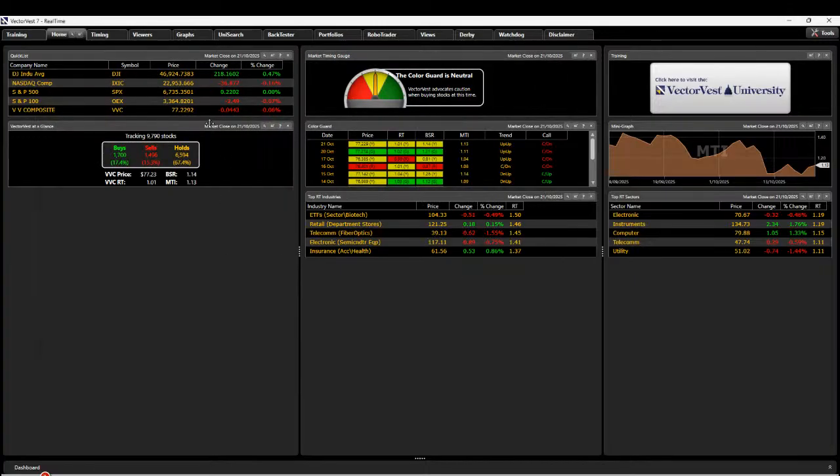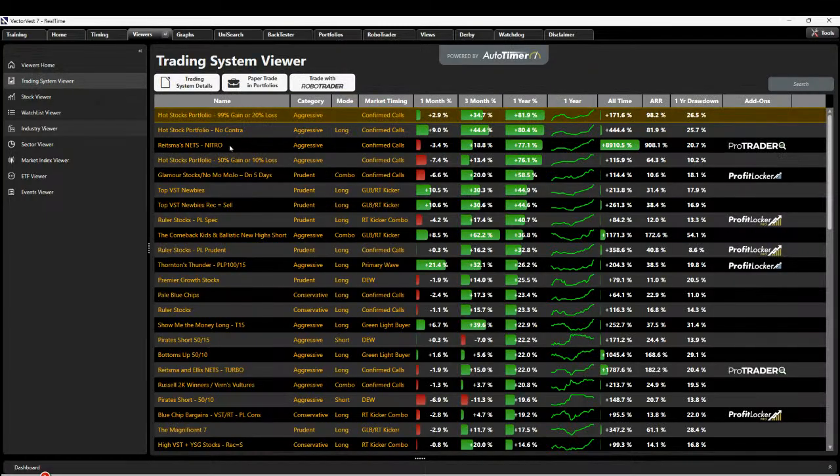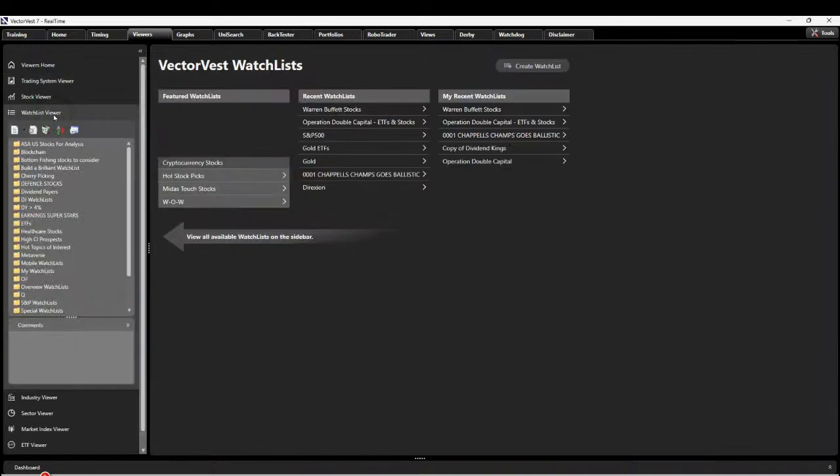But what I want to do here is have a look under viewers, and look at trading system viewer. Here are some of our key performing trading systems. A lot of these trading systems have done very, very well, thanks in part to some of the AI stocks. So the next question then comes down to, all right, what stocks are driving these AI performances, and where can I go and find those?